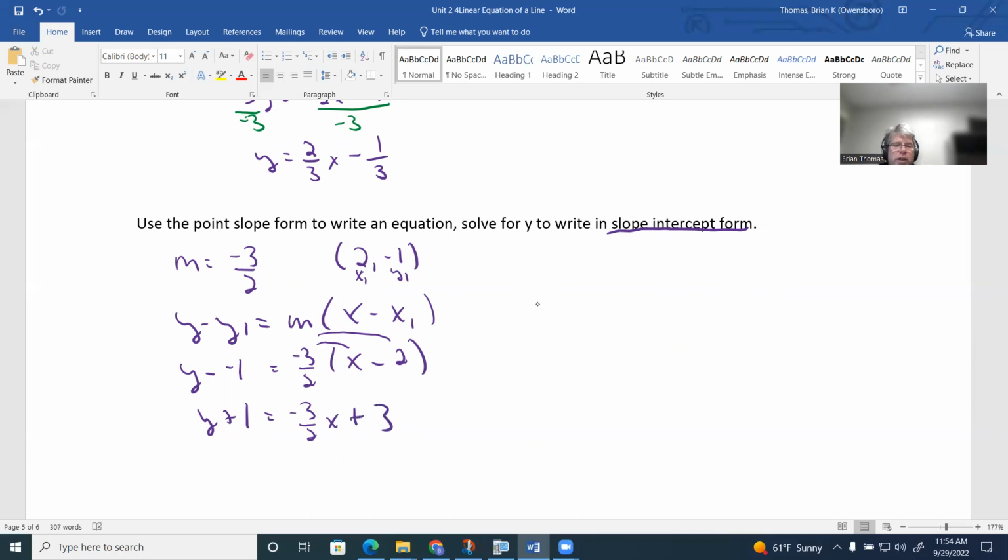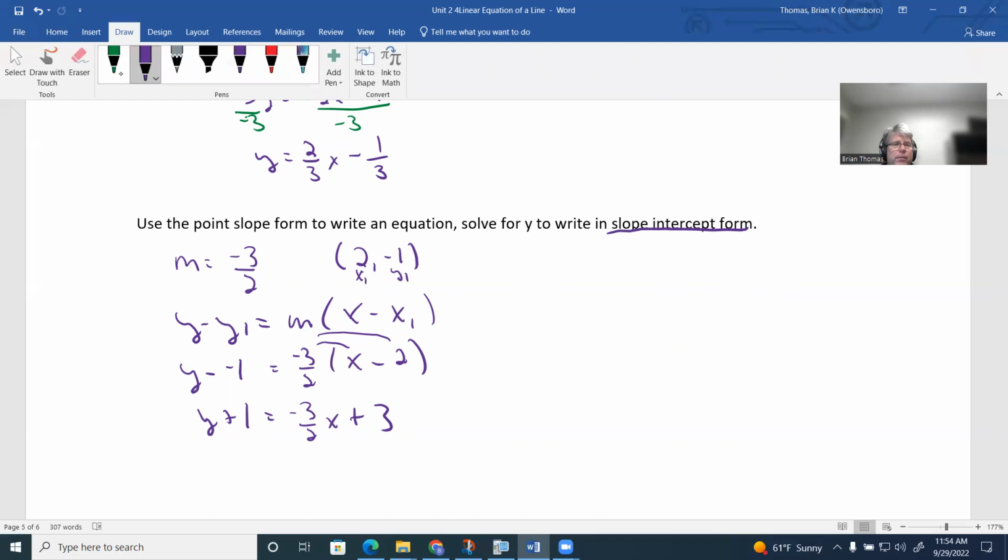Or again, you can multiply -3/2 times -2 using your calculator. So we're almost there. We just got to get the y by itself. So if we subtract 1 over here and subtract 1 over there, that will be in now slope-intercept form. So y would equal then -3/2 x plus 2, and that would be the equation of the line in slope-intercept form.